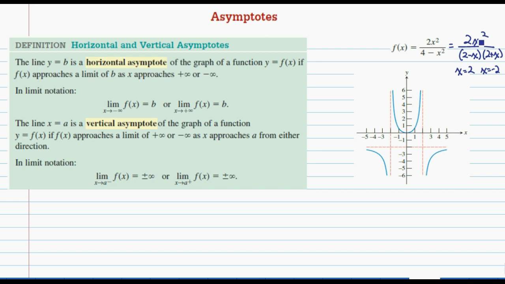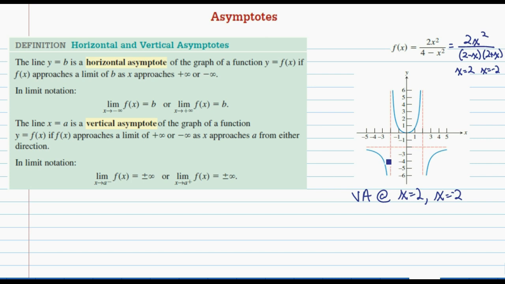Therefore, I will have infinite discontinuities which are directly associated with vertical asymptotes. So I have a vertical asymptote at both x equals 2 and x equals negative 2 because those two values make the denominator equal to 0, but not the numerator. Horizontal asymptotes are more of a visual process, again, until we get to chapter 2.